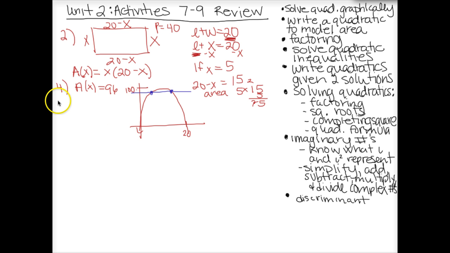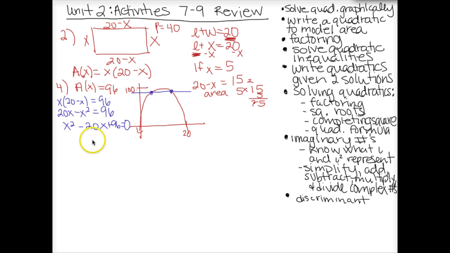Algebraically, that means it wants you to solve x times 20 minus x equals 96, because A of x equals this. So 20x minus x squared equals 96. So we're solving this quadratic equation here. So I usually want my squared term to be positive, so I'm going to move everything over where it's positive. So x squared minus 20x plus 96 equals 0 is what I'm trying to solve here.